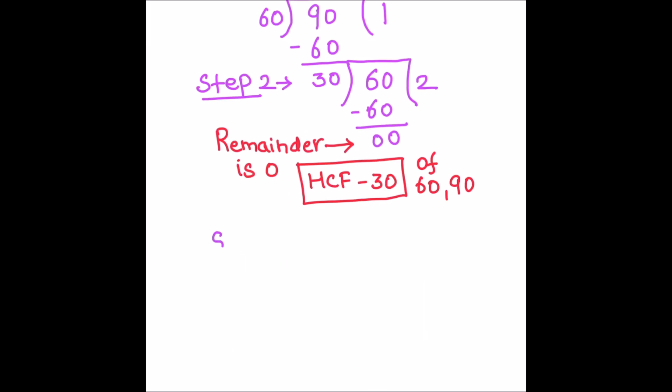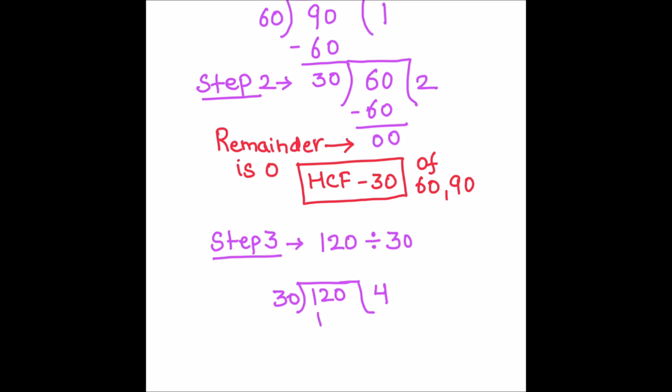So in step 3, we are going to divide 120, the remaining number, by the HCF of the two numbers. So let's divide 120 by 30. 3 times 4 is 12 and 30 times 4 is 120. So we got the remainder as 0.